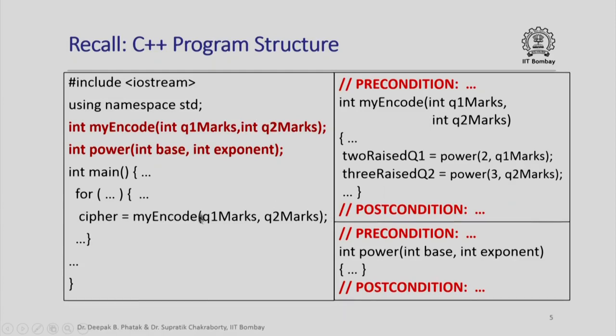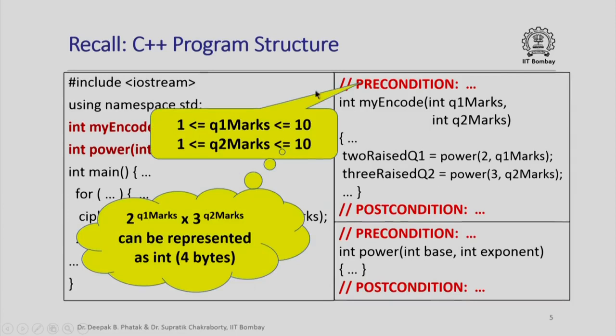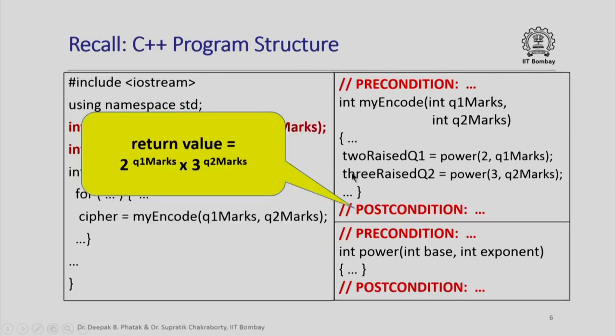Since this is very important in the use of programming with functions, let us recall the preconditions we had used there. We had said that quiz 1 marks and quiz 2 marks should lie between 1 and 10, and why did we say that? So that the result, which is 2 raised to quiz 1 marks times 3 raised to quiz 2 marks, can indeed be represented within 32 bits. And of course if this precondition is satisfied, this function guarantees that the return value is exactly as we expect.